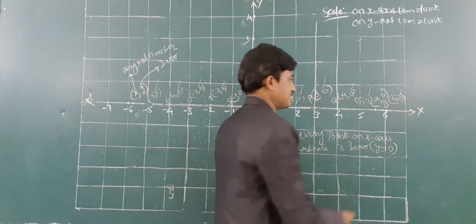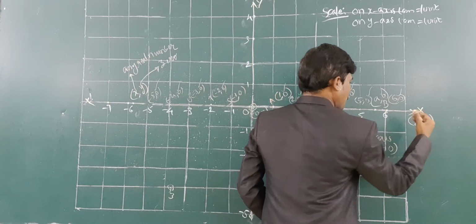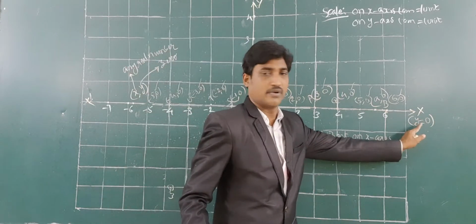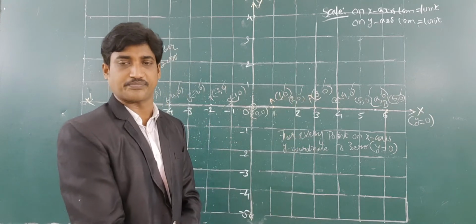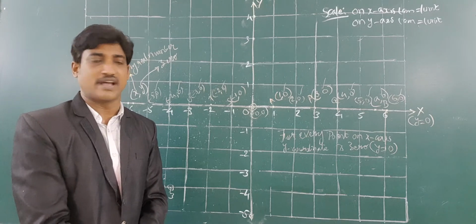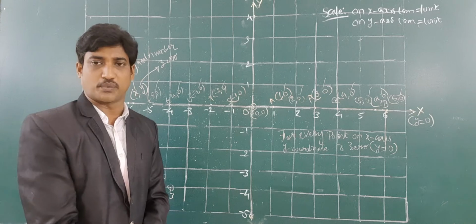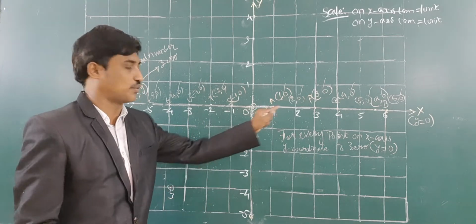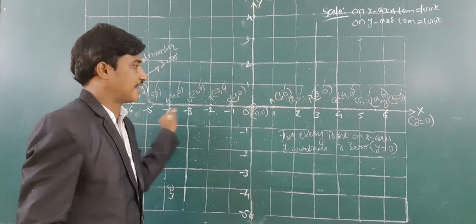The equation of the x-axis is y equal to 0. Y equal to 0 represents a line which is the x-axis. Simply, we can write the equation of the x-axis is y equal to 0. The equation y is equal to 0 represents the x-axis.